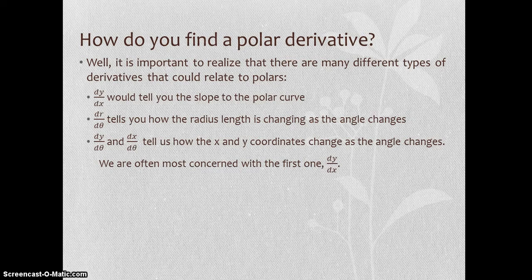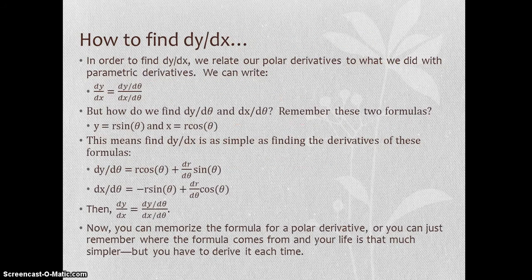The one we're going to do a lot with is the first one, dy/dx, because if we need to find a tangent line to a polar curve or just find the slope of the polar curve at a certain point, then dy/dx, as always, is what we look for. dr/d theta will be very helpful if we have, for example, a particle moving along the path of a polar curve, and dr/d theta would essentially tell us how quickly the radius changes as our angle changes.